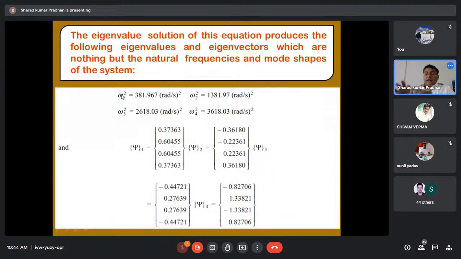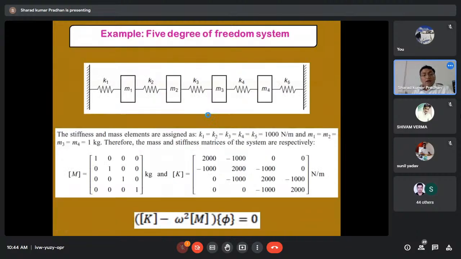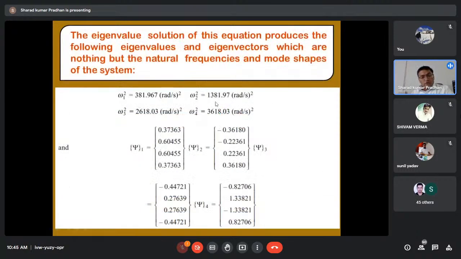And if you directly write eig within brackets these two values, you will get natural frequencies and you will get mode shapes. So omega 1, omega 2, omega 3, omega 4. I think it's 1, 2, 3, 4 masses that are there, so it's like a 4 degree of freedom system. So with a 4 degree of freedom system, we have got 4 natural frequencies and we have got 4 mode shapes. That's it.